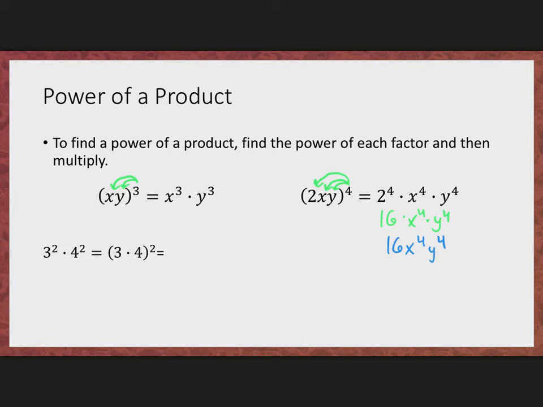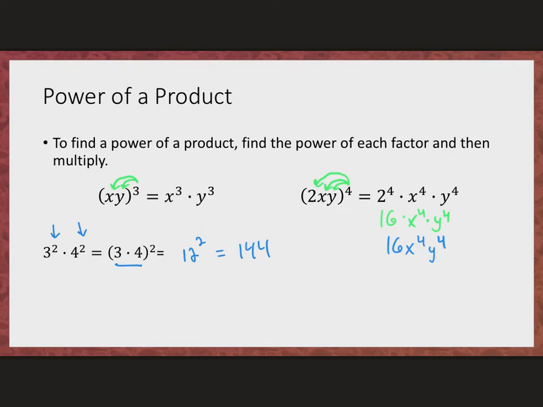I find that the converse of this property is also very useful. Instead of taking an exponent and applying it to a product on the inside, if we have the product of two numbers with identical exponents, so look, that 3 is being raised to the second power and the 4 is being raised to the second power, I can group those together as 3 times 4 raised to the second power. Because they have exactly the same exponent, I can group them together that way. It's like using the power of a product property backwards. And 3 times 4 is 12, so that's like 12 squared. And 12 times 12 is 144.